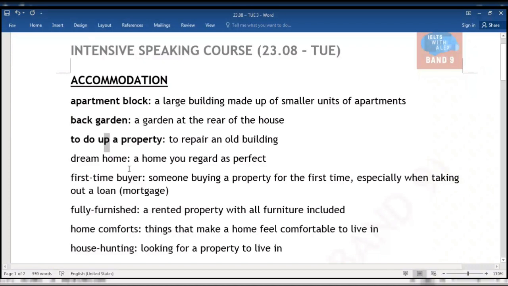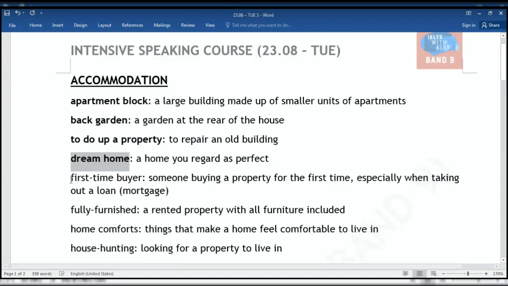Next is a dream home. This is some kind of house that you think is perfect. I would recommend using this collocation whenever you are describing your house. Often on Part 2, it comes up that there's a topic called describe your dream house. So you could just say, I would like to describe my dream home. It's a good collocation.